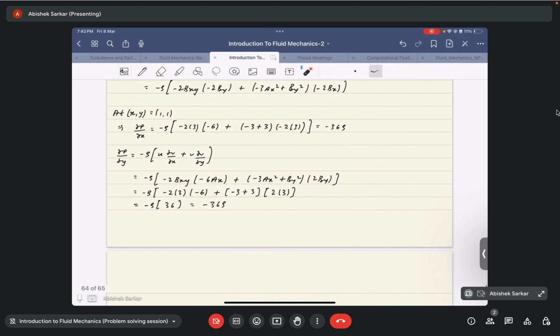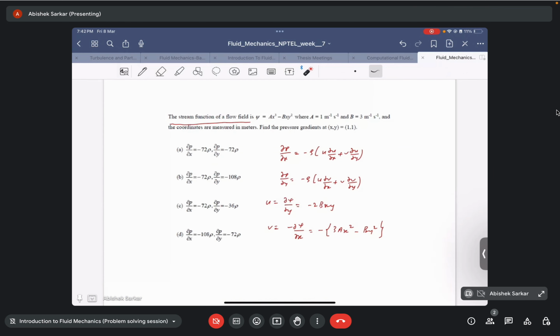Similarly, for the pressure gradient along the y direction, ∂p/∂y is equal to minus rho times u ∂v/∂x plus v ∂v/∂y. So if you simplify the expressions and substitute the value of a, b, and x and y, you will find that ∂p/∂y is equal to minus 36 rho. So after calculation, it was found that none of the options is correct, and actually it should be 36 rho. Then the answer would be option C.